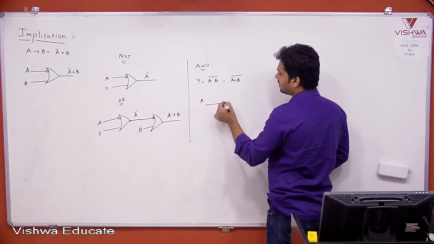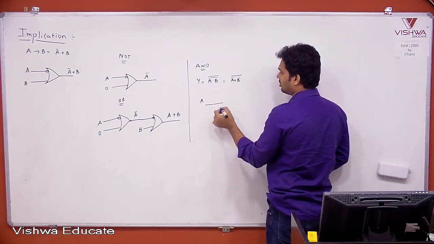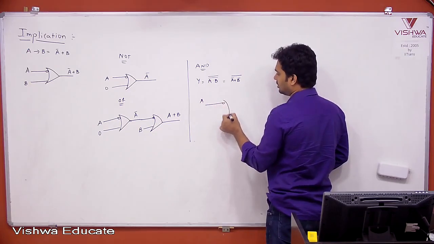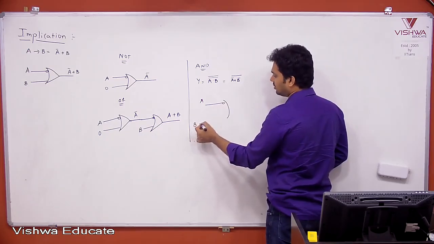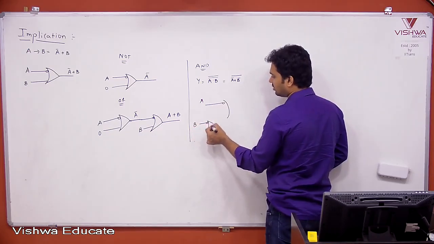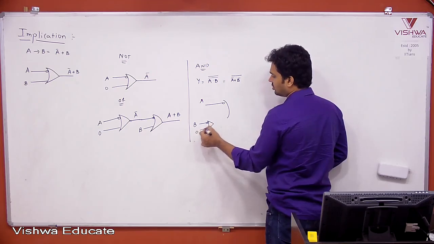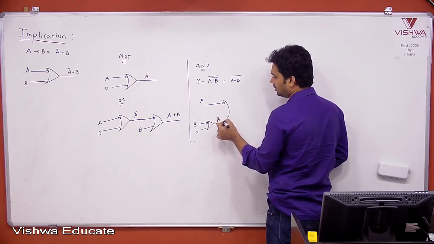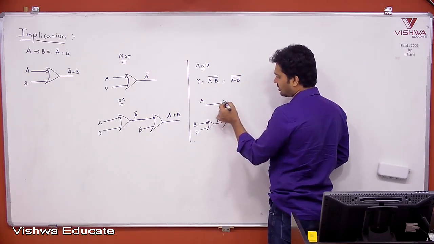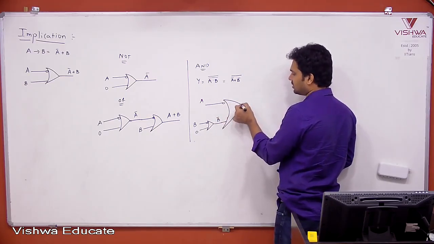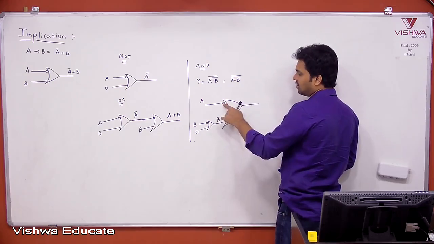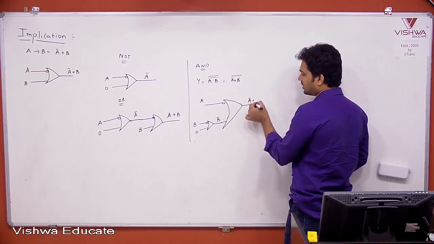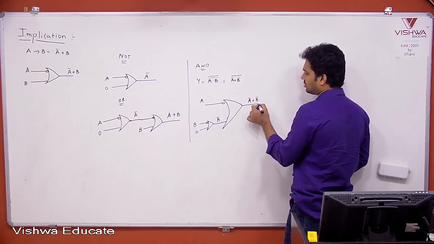So, A you take it and here you take B, but one implication gate and 0. What is the answer here? B bar plus 0, B bar. Now, you connect these two with another implication gate. What is the answer? A bar plus B bar.